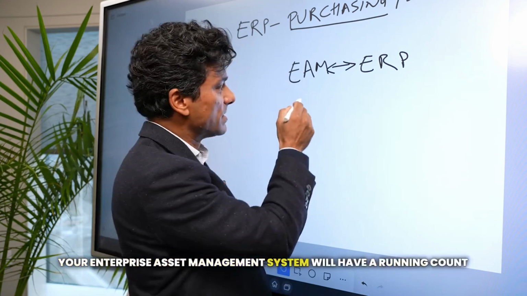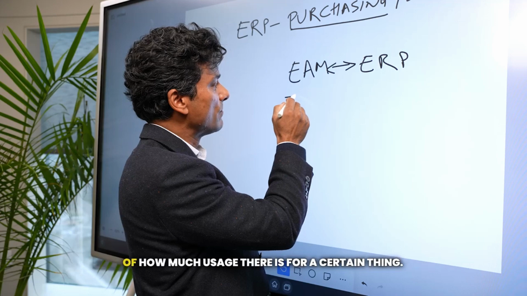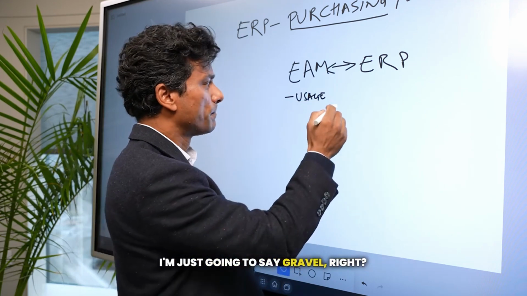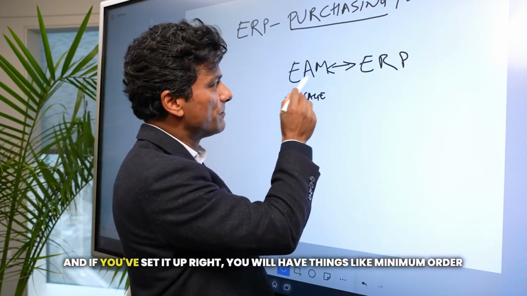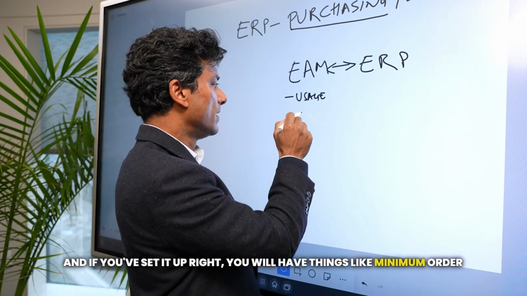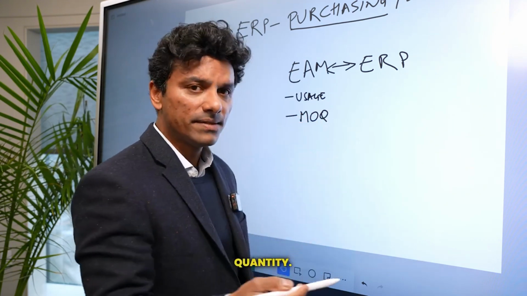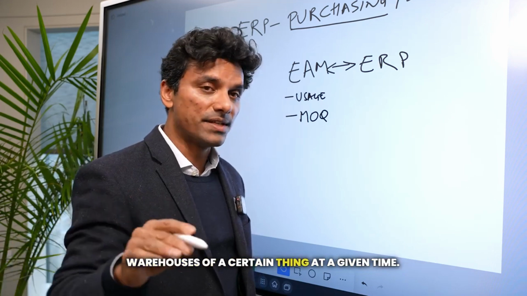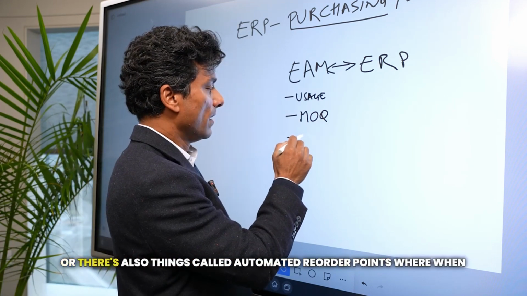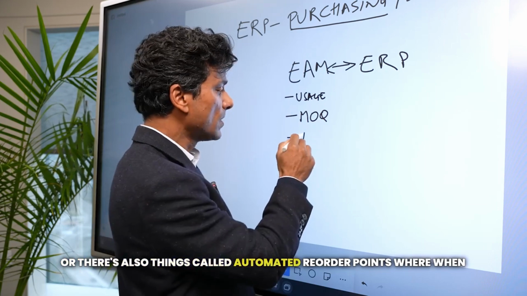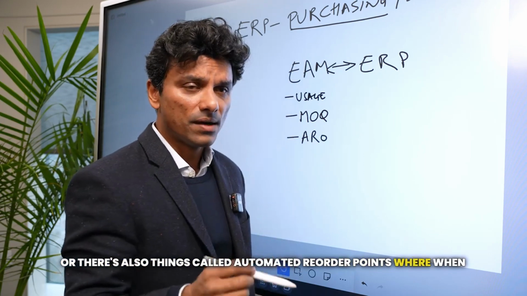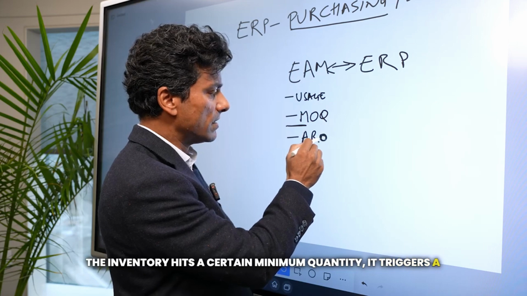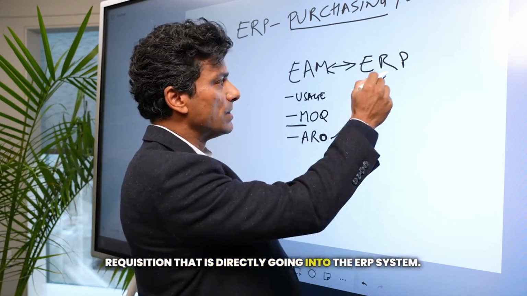Your enterprise asset management system will have a running count of how much usage there is for a certain thing. I'm just going to say gravel, right? And if you've set it up right, you will have things like minimum order quantity. That means that you need a certain quantity available to you in your warehouses of a certain thing at a given time. Or there's also things called automated reorder points, where when the inventory hits a certain minimum quantity, it triggers a requisition that is directly going into the ERP system.